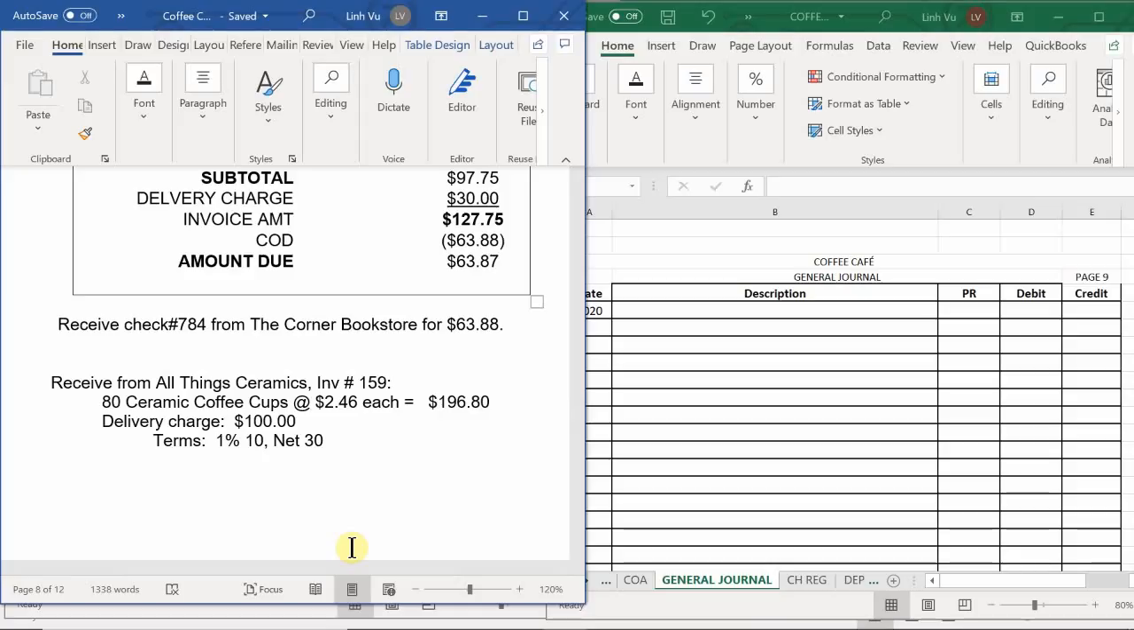Okay. So we just talked about how we keep track of our coffee mugs, right? We keep track of them as periodic inventory. So that should be your biggest hint right there. Periodic inventory. So how do we journalize that we received the coffee mugs?